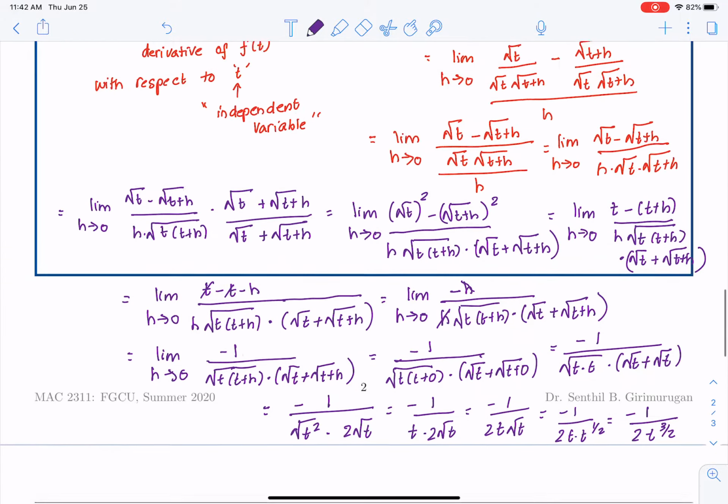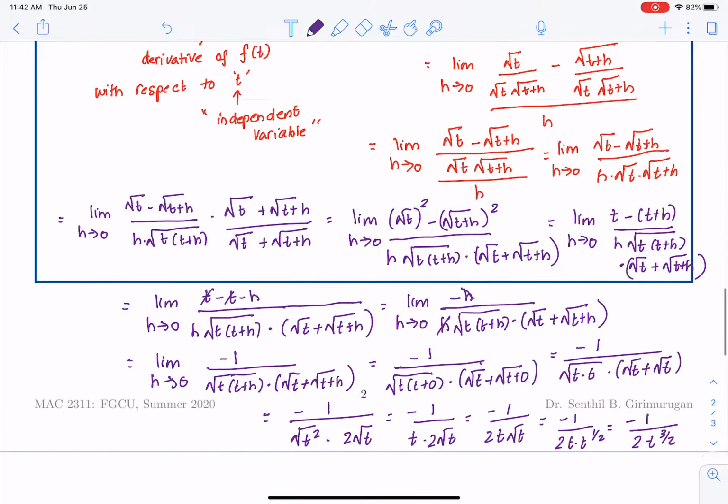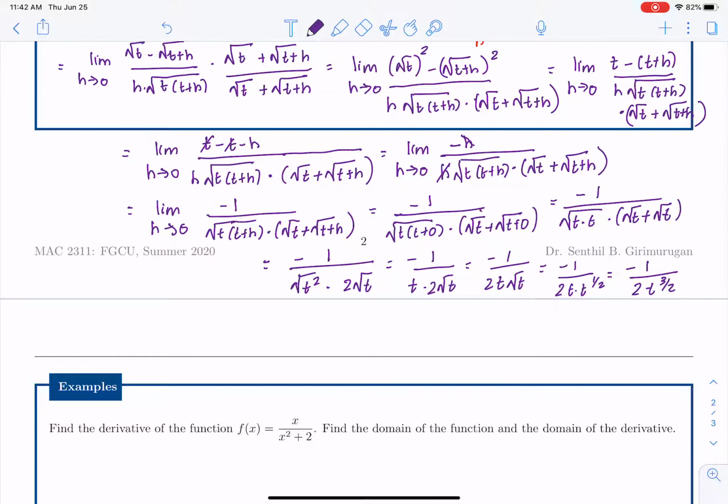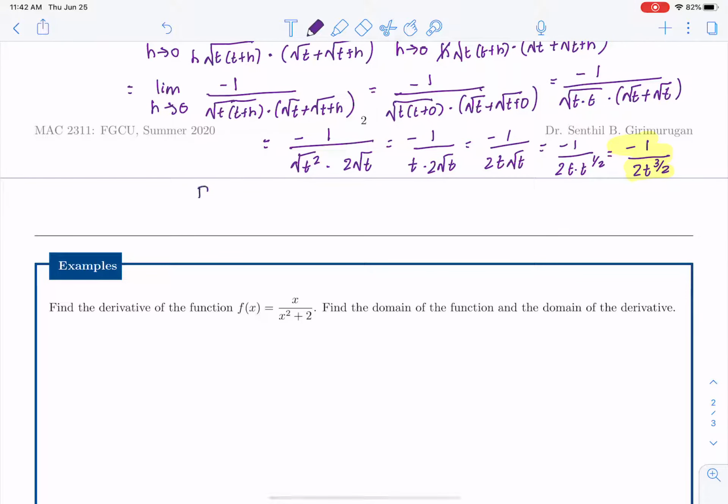And the domain here, since the function has a discontinuity at t equals 0, the derivative will also have a discontinuity at t equals 0. In other words, we cannot plug in 0 in the derivative, because if we plug in a 0 here in the denominator, it is going to result in a divide by 0. So the domain of the derivative is also negative infinity to 0 union 0 to infinity.